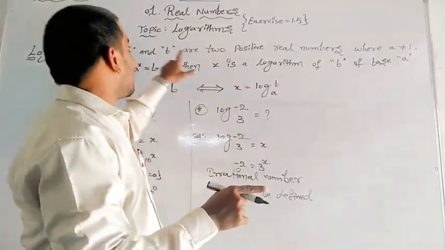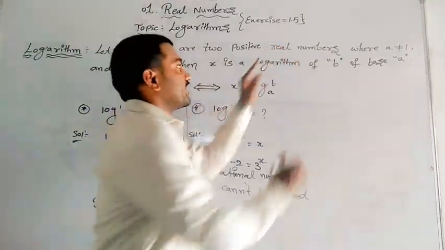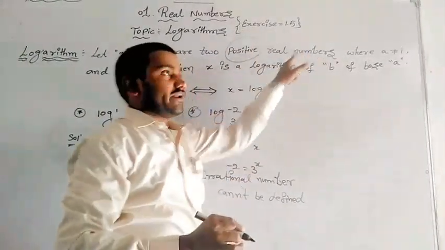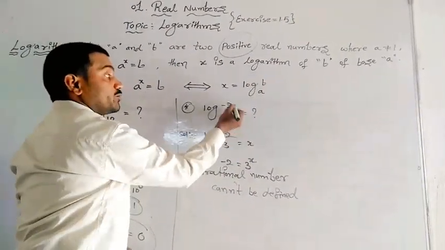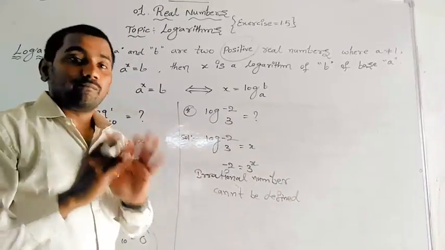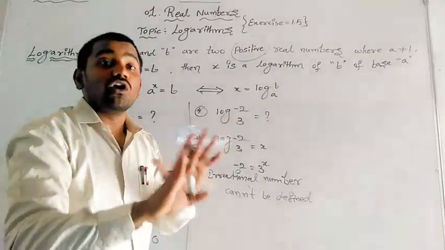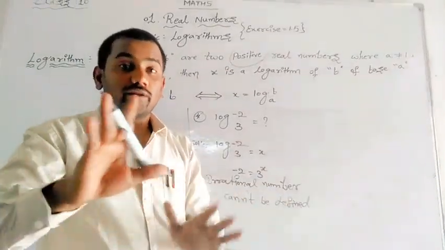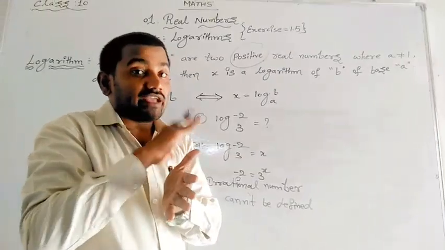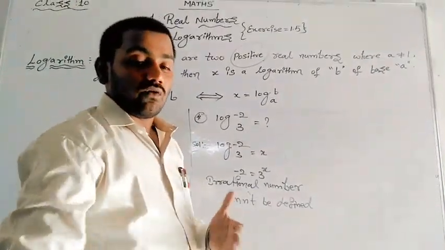Why? Here we said that a and b are two positive real numbers. Here a and b should be positive real numbers. But here we have a negative real number. So in the case of negative real numbers, logarithms will not be worked out. Remember that. With negative numbers, logarithm will not be worked out. We get the answer as not defined.